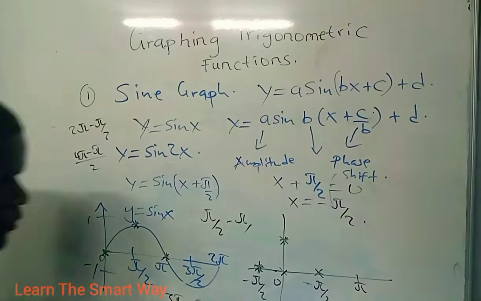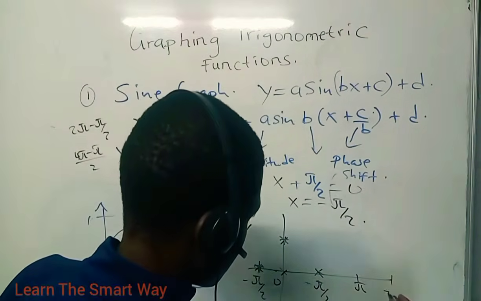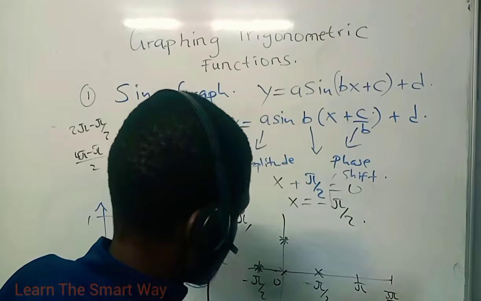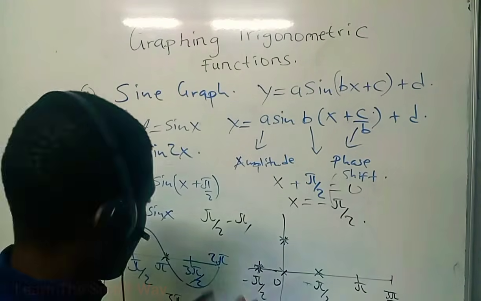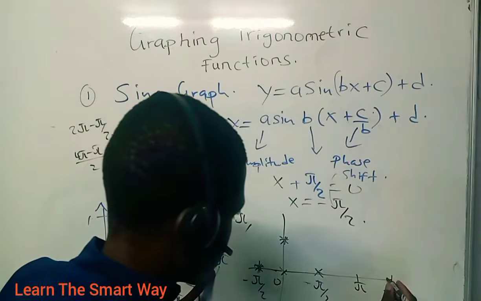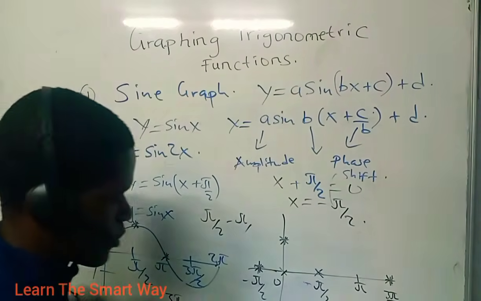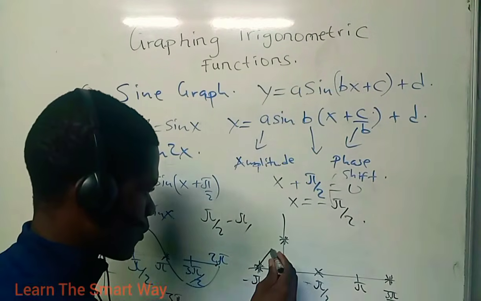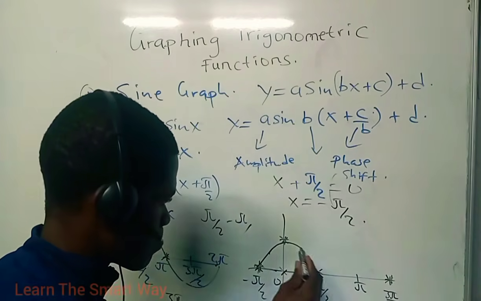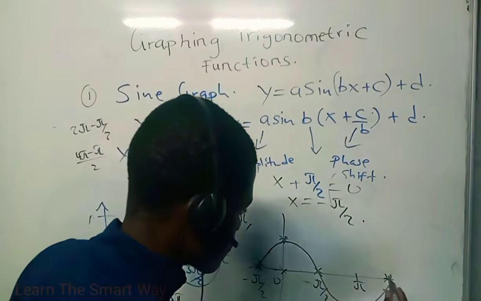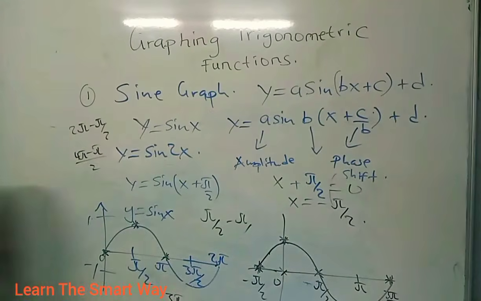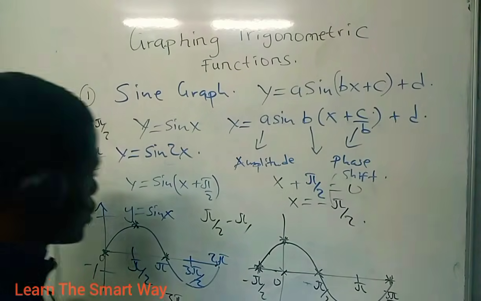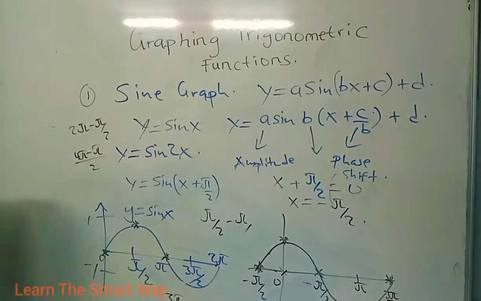So it will move to 3 pi over 2. Okay. So the point was there, so it will move to be there. So as you get to draw this graph, this is the way it's going to be. Okay. So that's the way a phase shift affects a graph.